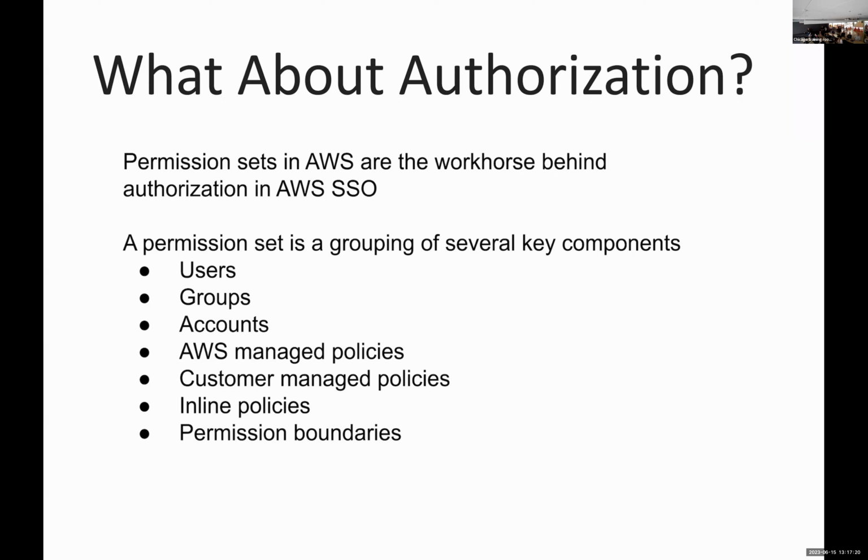You have users and groups. Groups also can be pushed out of your IDP. So if you've got AWS admins, junior admins, high trust developers, low trust developers, you can push all those groups automatically as well. A permission set also has accounts, AWS managed policies, customer managed policies, inline policies, and permission boundaries. Permission boundaries is kind of an advanced topic if you haven't played with that before, so we're going to skip that one for this.